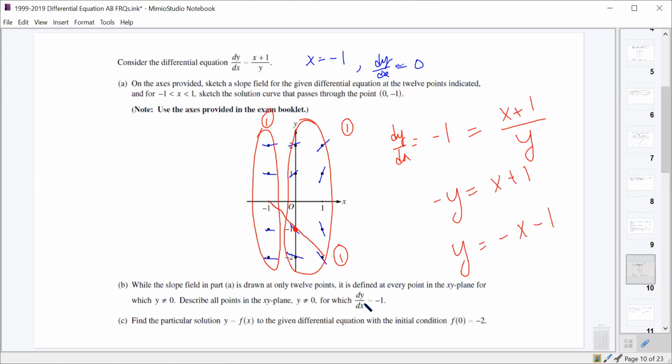So effectively, that would say that everything on here that has a slope of -1 falls perfectly along the line y equals negative x minus 1. And that would be a good enough description of all the points in the plane for which that's true. Does that make sense to everybody? Yeah, it does. Wonderful. And that was just worth 1 point for that one.